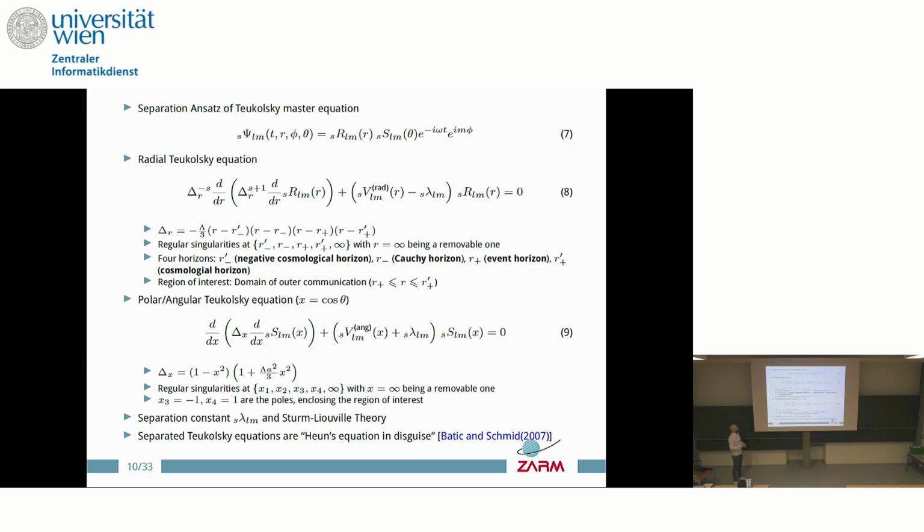The separation constant lambda introduced by the separation ansatz here is in the context of a Sturm-Liouville theory for a differential equation and eigenvalue. So this is very important to solve later. And I want to give a very quick recap of how it's done. The separated differential equations we now have here, written in 8 and 9, are in principle Heun equations. And this is why I have to lose some words on what a Heun equation is.